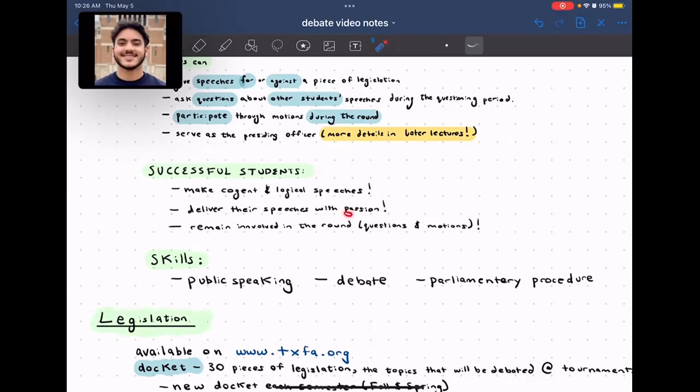Second, I would say that you need to deliver your speeches with passion. You're not just informing an audience, you're trying to persuade an audience in congressional debate to support your side over another side. And so as a result, you have to be really confident. You have to really be passionate about what you're talking about. And even if you may not resonate with the topic yourself, just try and imagine the situation that you're talking about, and hopefully that will inspire you to be very passionate and very confident when you're giving a speech.